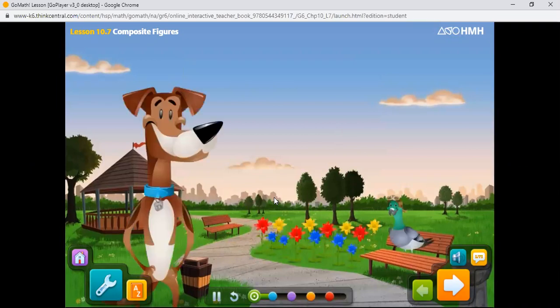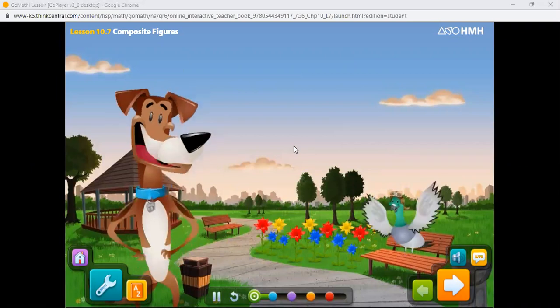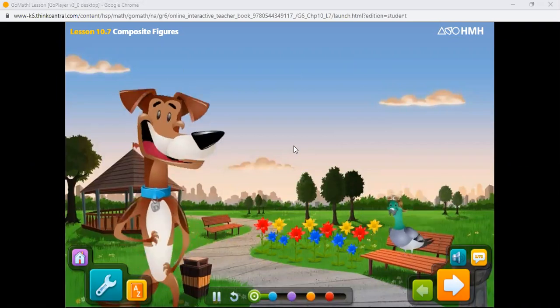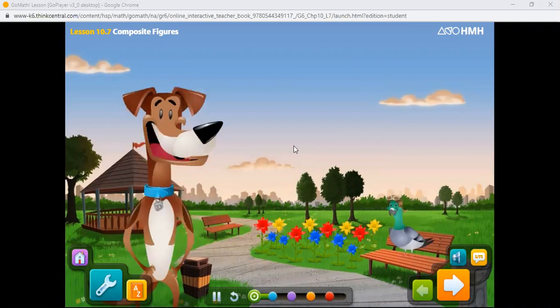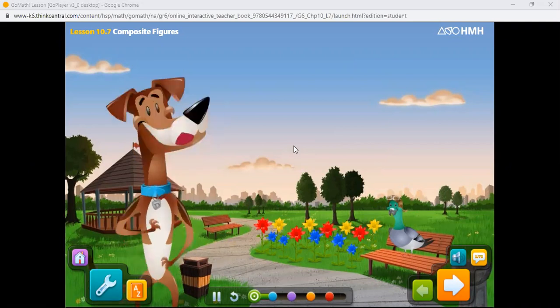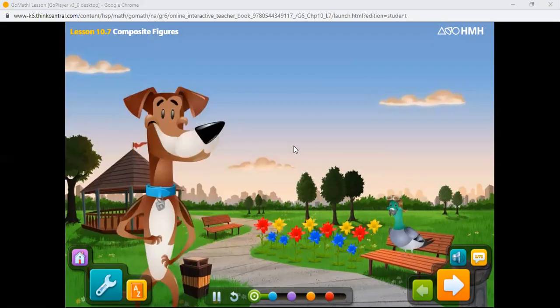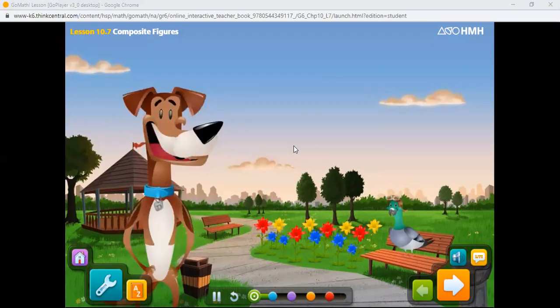Hey there. Pamela and I are enjoying this beautiful day at the park. The mayor is planning on adding a new garden to the park. I can't wait. Its shape is all planned out. I wonder if the new garden will have enough area to fit all of my favorite flowers. Can you help me find out?